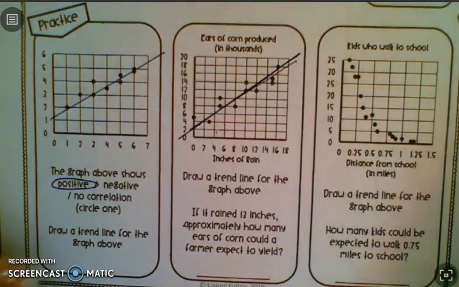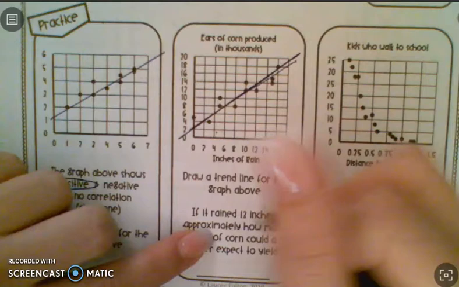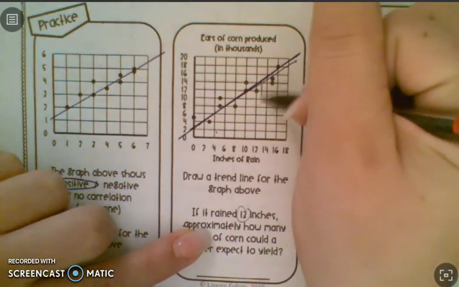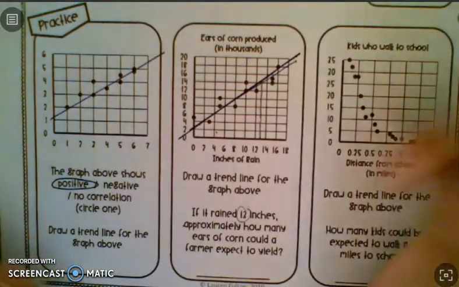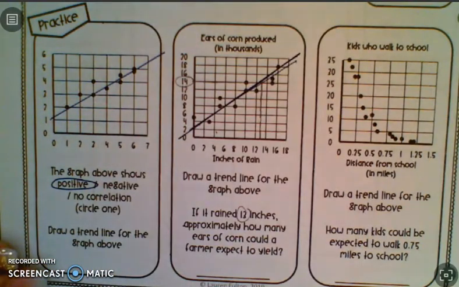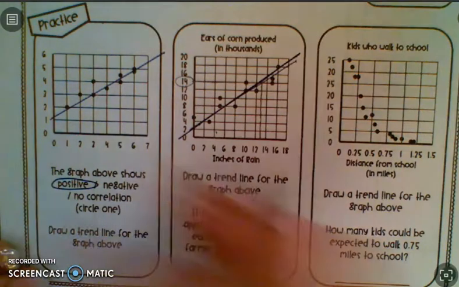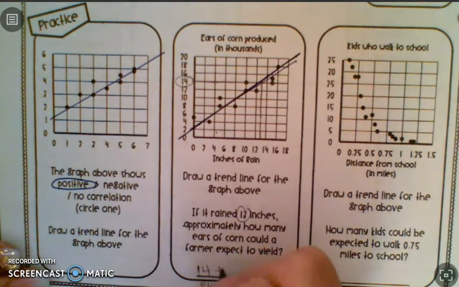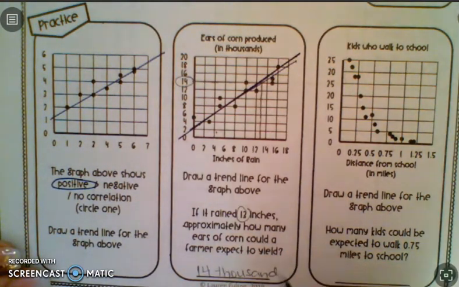My ruler slipped. Okay, it says if it rained 13 inches, approximately how many ears of corn would the farmer expect to yield? So if it rained, we need 13 inches. So that's approximately 14,000. And it really depends on where you drew your trend line. So if yours was up a little bit, you would have thought it was maybe 15,000. So 14, 15,000, both of those work.